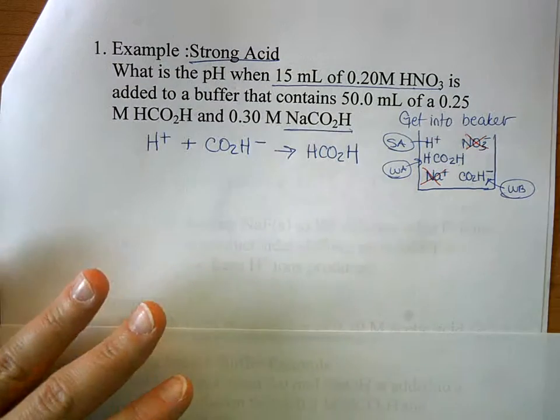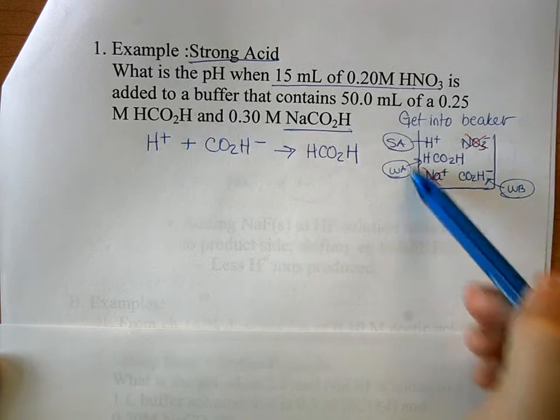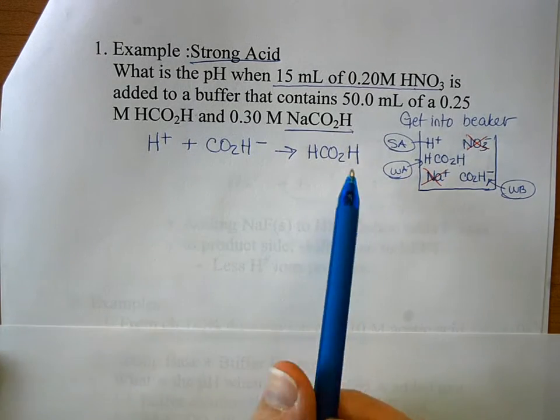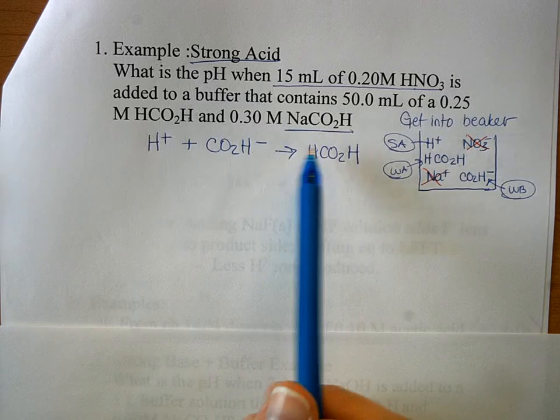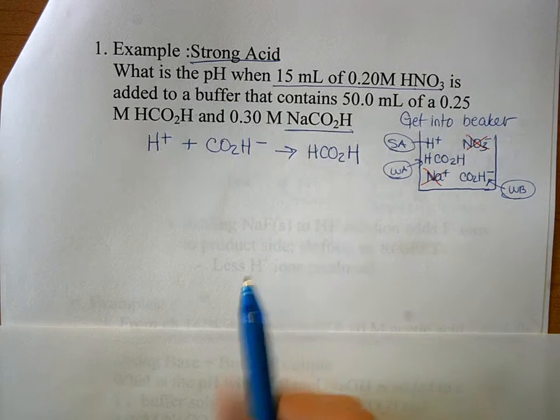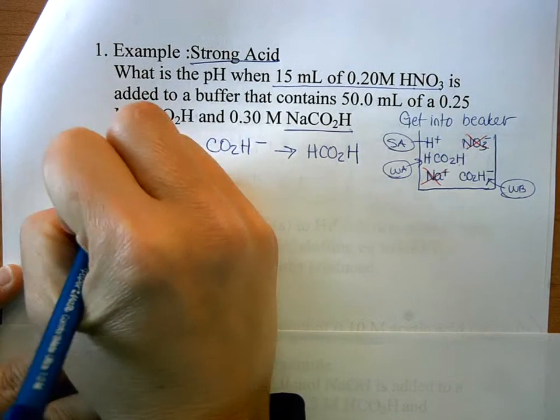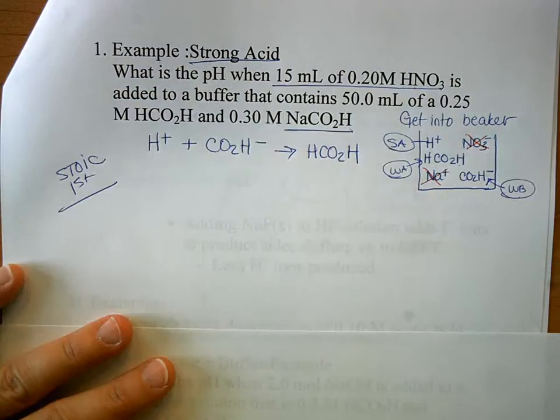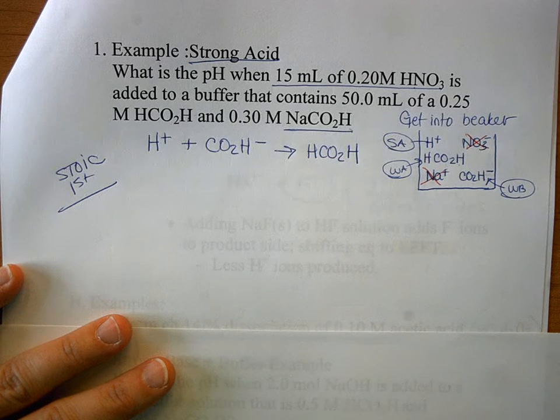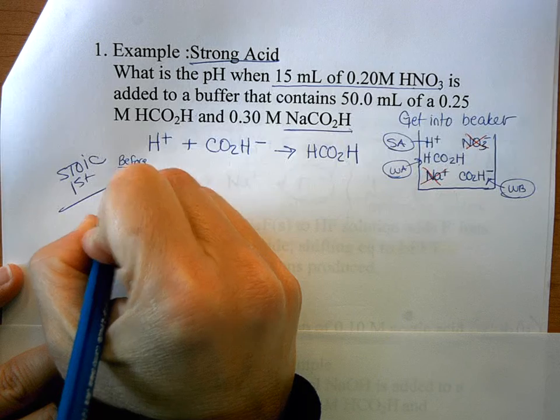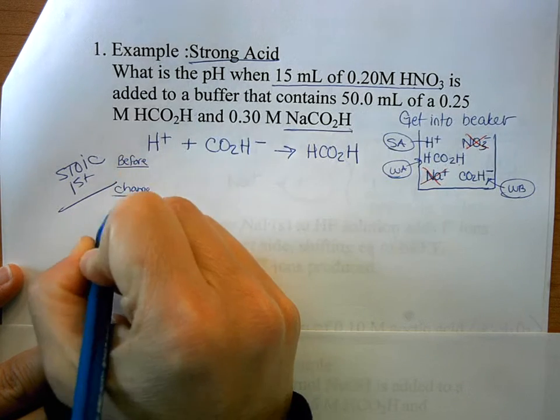Okay, so it's really important that you take that process of getting into the beaker and separating out ions and seeing what reaction you're going to have, because that's going to be the most important part in figuring out our stoichiometry. So next, we've got to do some stoichiometry first. Now, we've done ice tables, but ice tables are good with equilibrium and concentration. With stoichiometry, we're going to do more of a BCA table, before, the change, and then after.